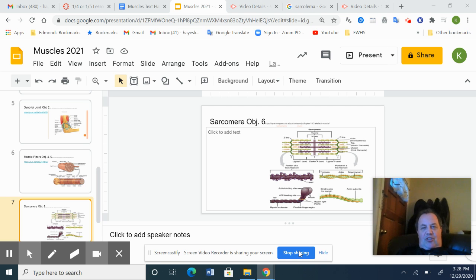This slide is showing the sarcomere, and it's showing the components of a sarcomere. Often when we talk about body systems, we talk about what is the functional unit of a system, and the functional unit of muscles is the sarcomere. Sarcomeres, remember, are found in myofibrils, and what coats the myofibril is a modified endoplasmic reticulum called the sarcoplasmic reticulum.